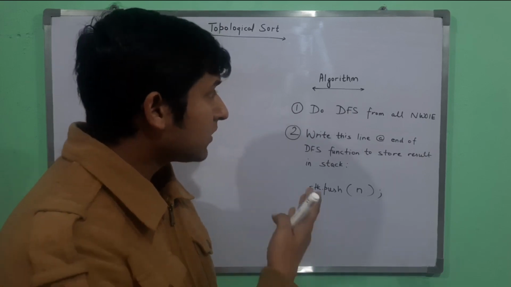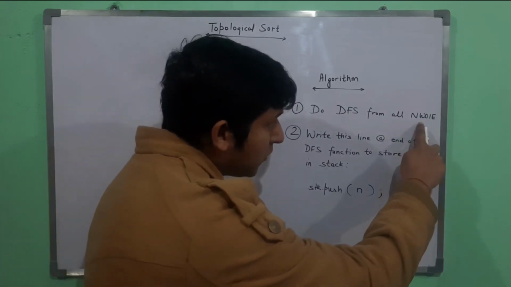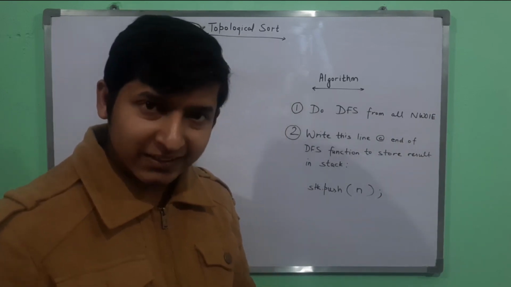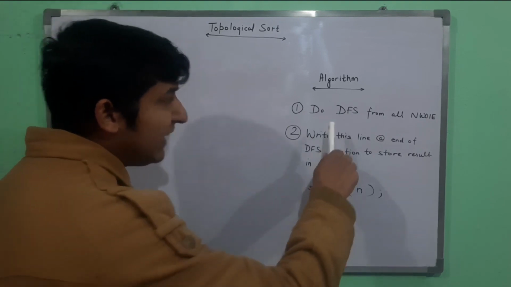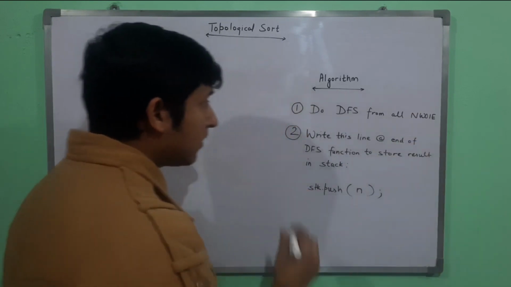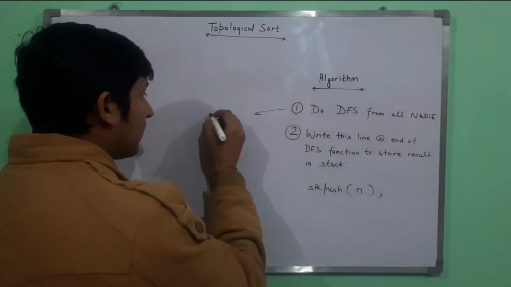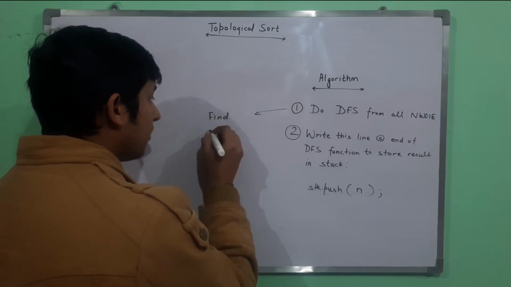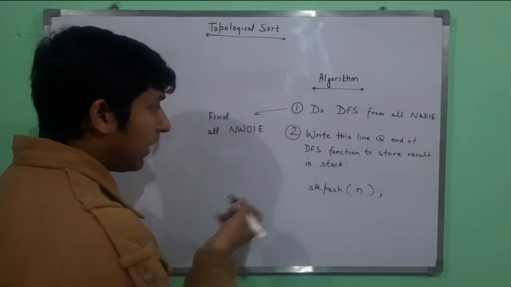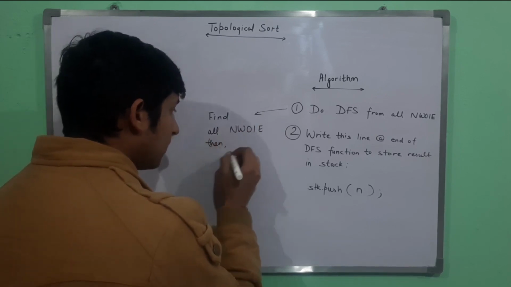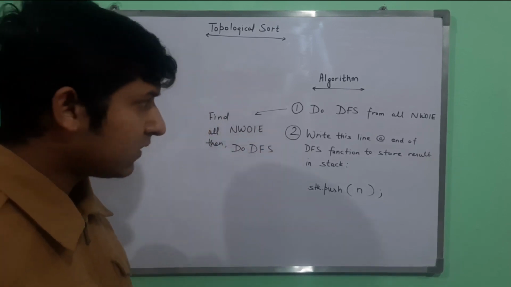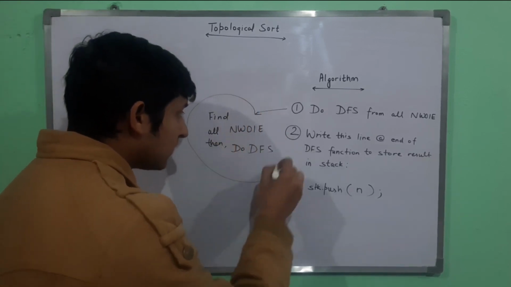So, what is this algorithm and what is this NWOIE? In this algorithm, we have to do just two things. Firstly, we have to do DFS from all nodes without incoming edges. So our first objective is to find all nodes without incoming edges and then do DFS. It seems simple, right?